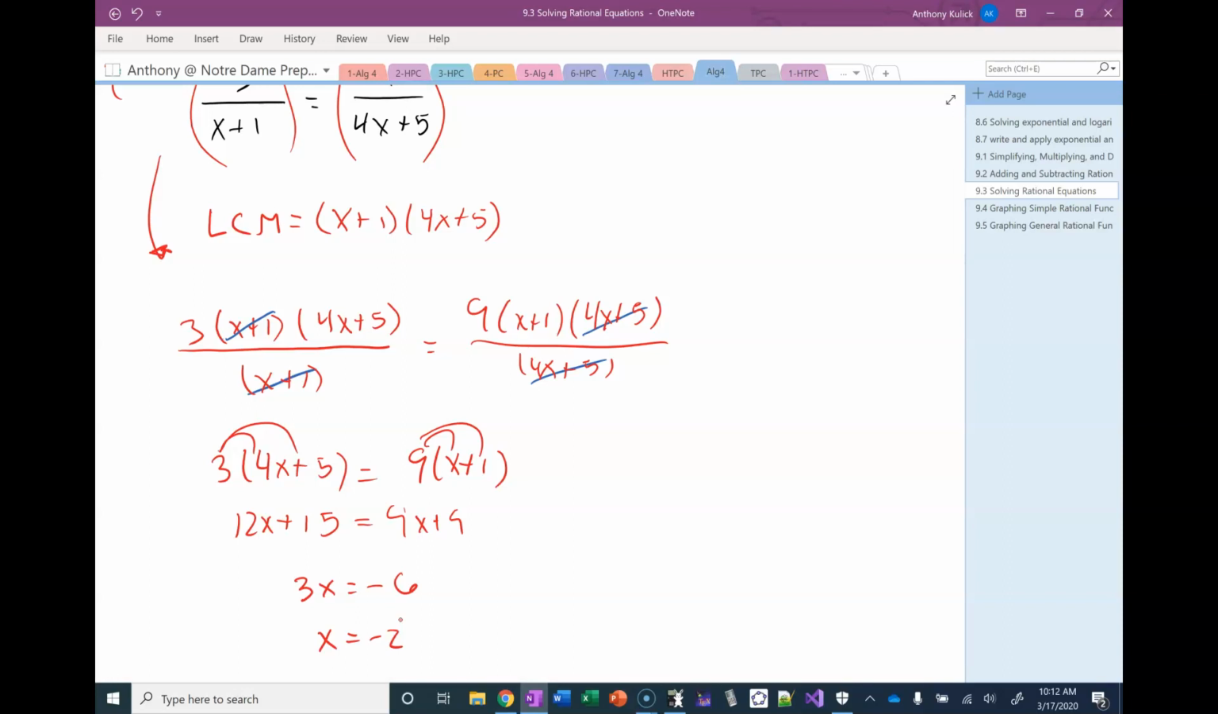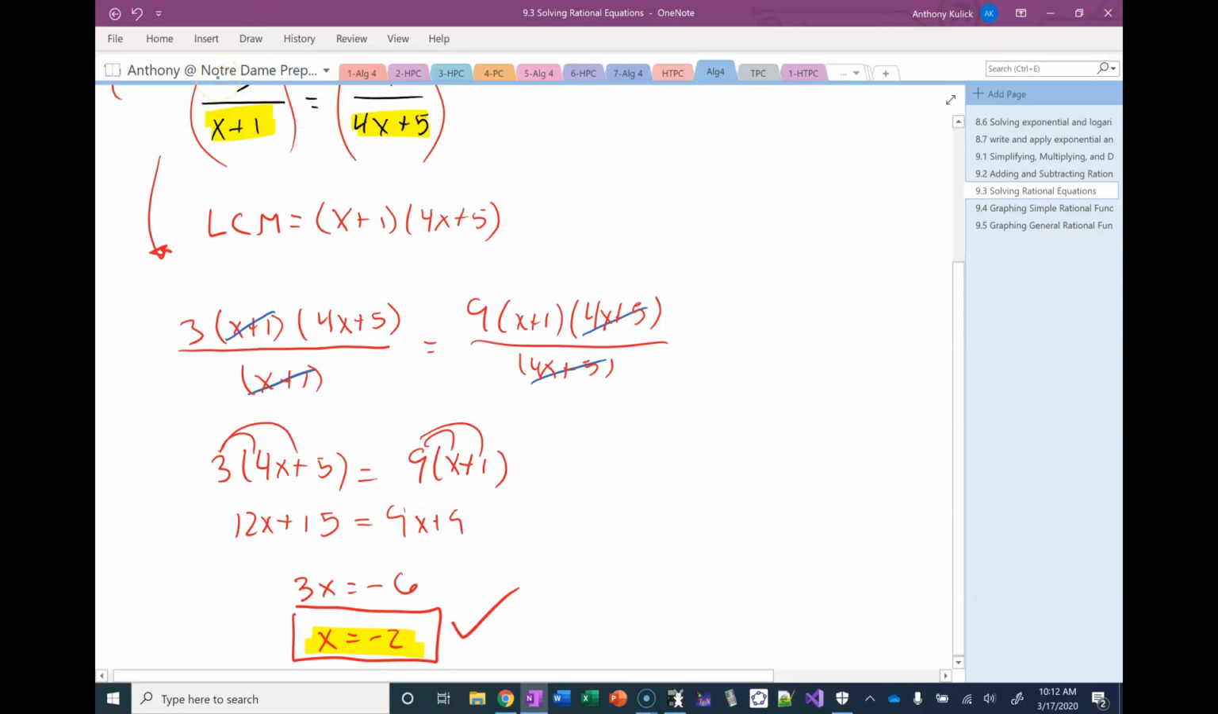For all of these rational equations, we need to make sure we're checking our answer. But the check on these is very easy. All I need to do is check to make sure when I take my answer, negative 2, and I plug it into the denominators only, no denominator can give me 0. So negative 2 plus 1 doesn't give me 0. And 4 times negative 2 plus 5 doesn't give me 0. So this answer is okay.